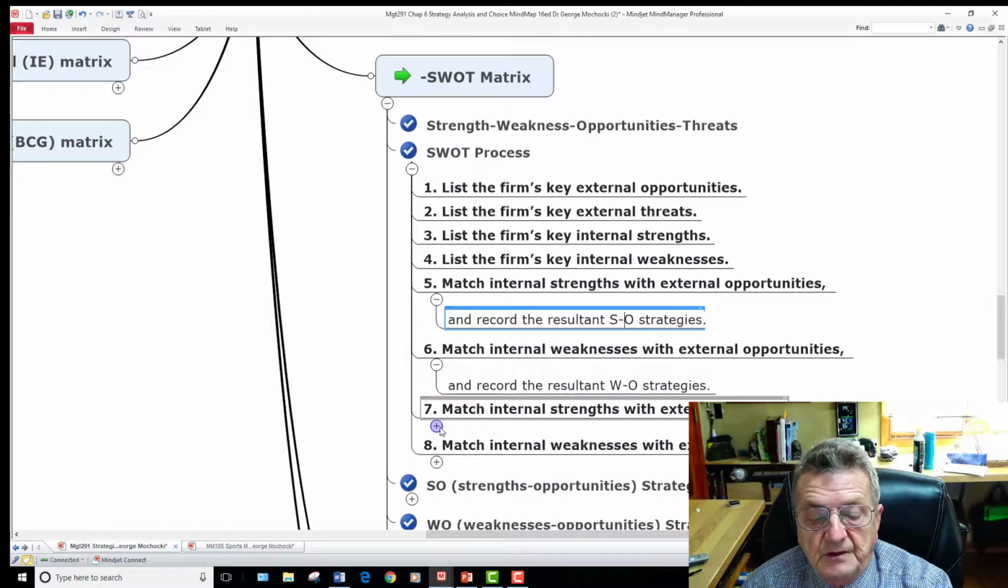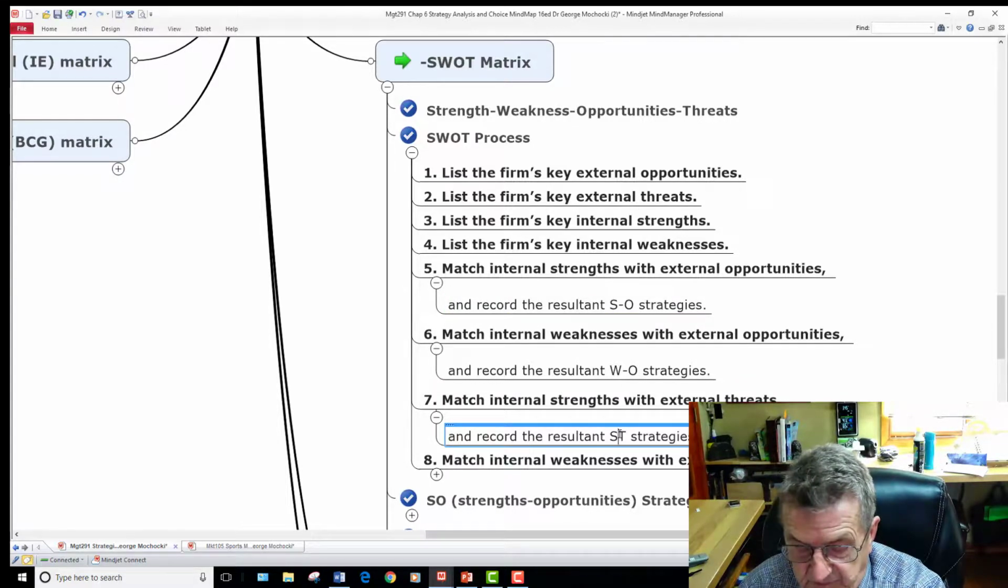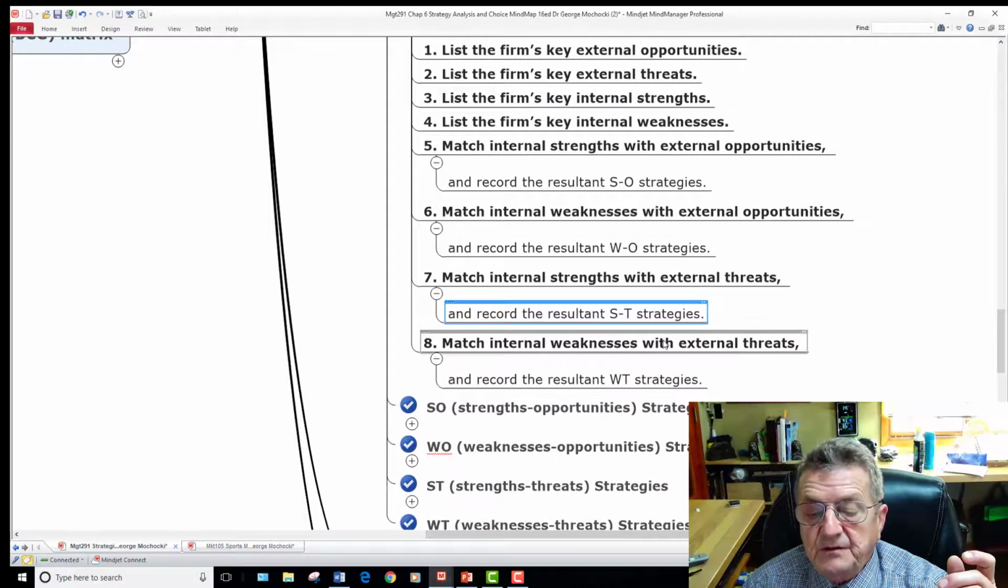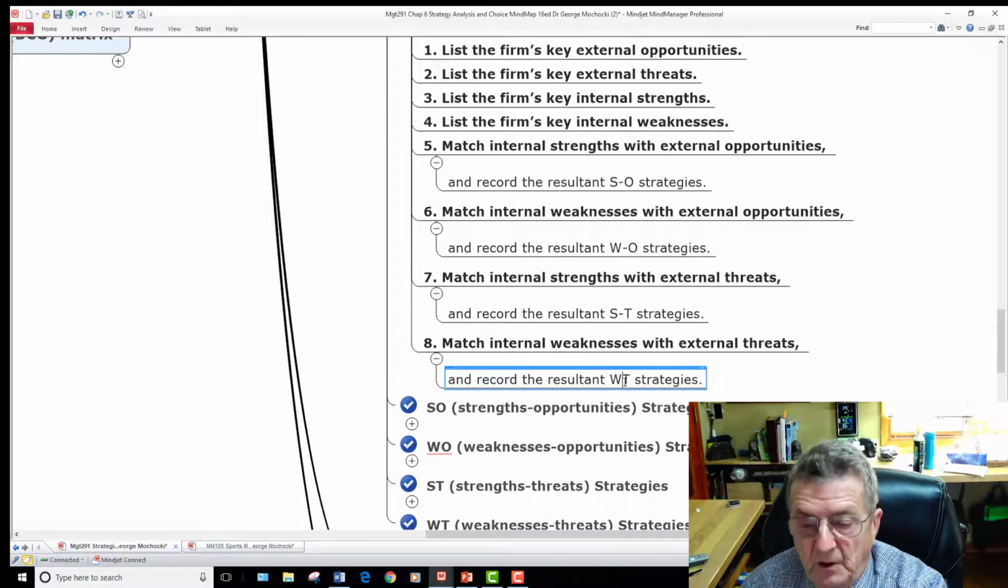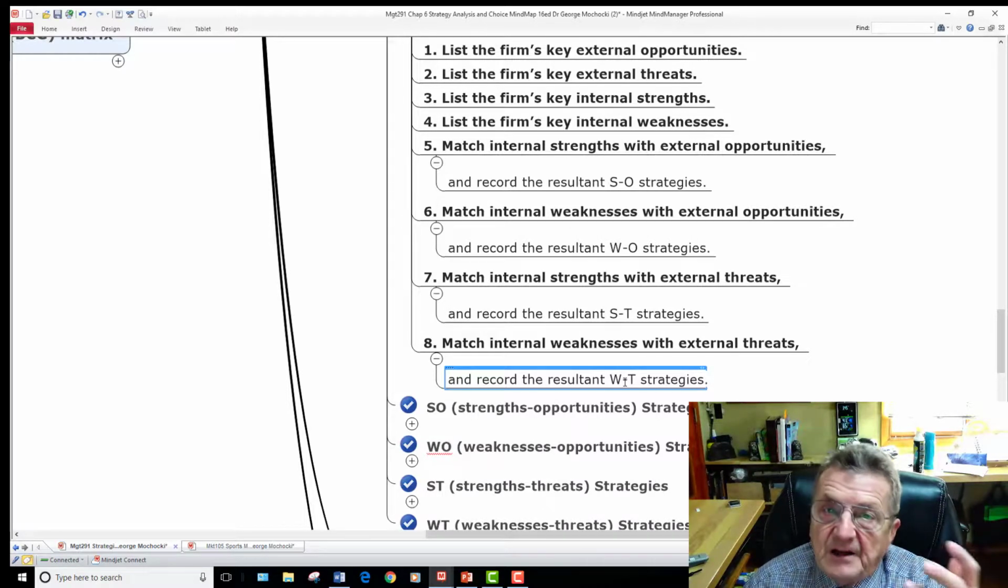Okay, match the internal strengths. And remember, when you look at the book, they're matching it. So if I'm matching the internal strengths with external threats, I have enough strengths to ride through the external threat. And the last one, matching internal weaknesses with external threats. Okay, and if you look at the reading, and we went through this in our discussion board, you can't get away without the book. Too much information. I just want you to understand the graphs and what's going on.